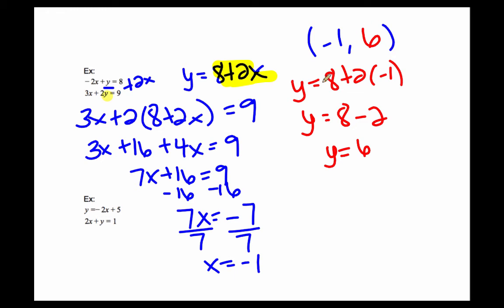Remember, you can plug this back into both of these and see if it works. Negative 2 times negative 1 is 2, plus 6 is 8, so that works. 3 times negative 1 is negative 3, plus 2 times 6 is 12. Negative 3 plus 12 is 9, so it works. So we have to get a variable by itself and then substitute that expression in for that variable in the other equation. I'm going to erase this.